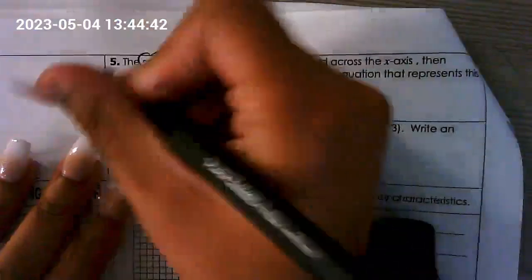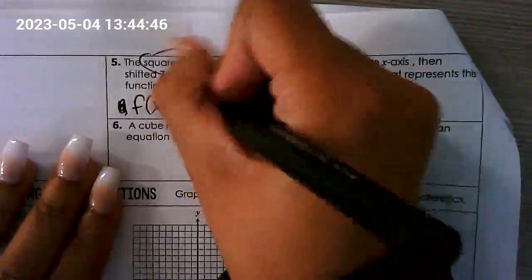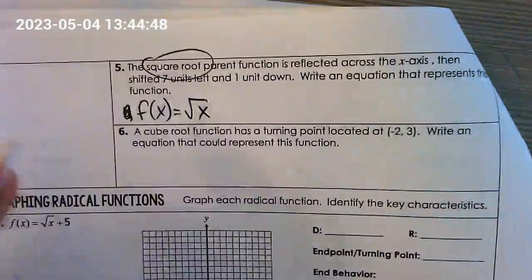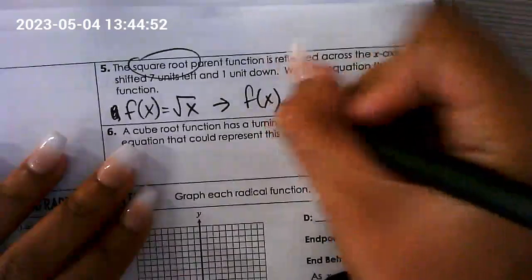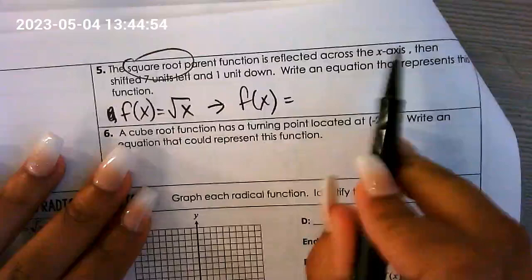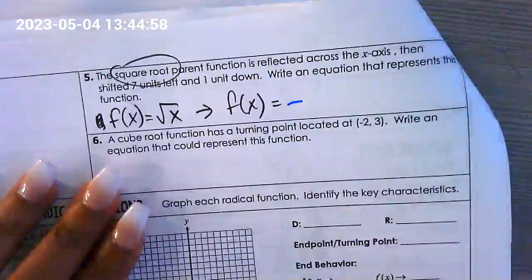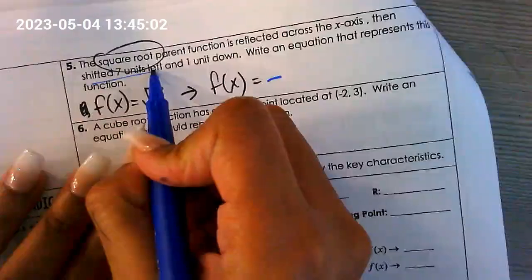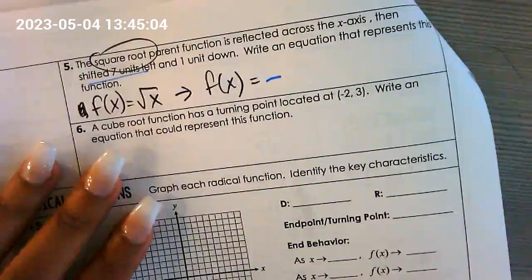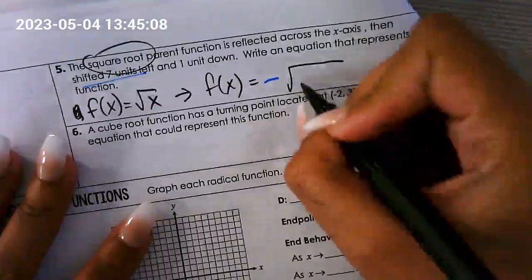So, square root is a square root. We have to change it. So it changes to, all right, reflected across the x. Oh, okay, so I'm gonna write a negative out in the front, no matter what's negative in the front. It says 7 units left. Left and right is inside. Okay, so let me go ahead and write the house.